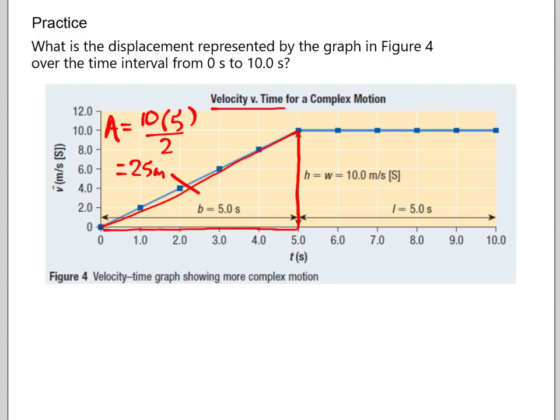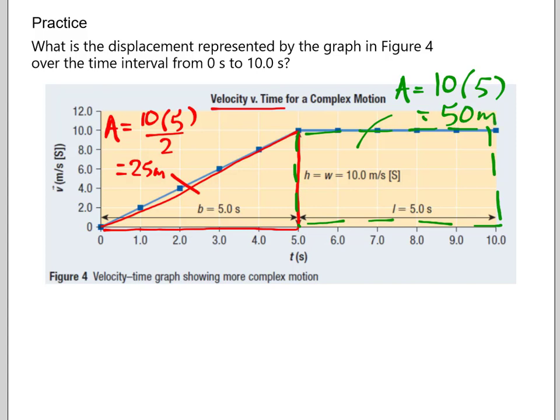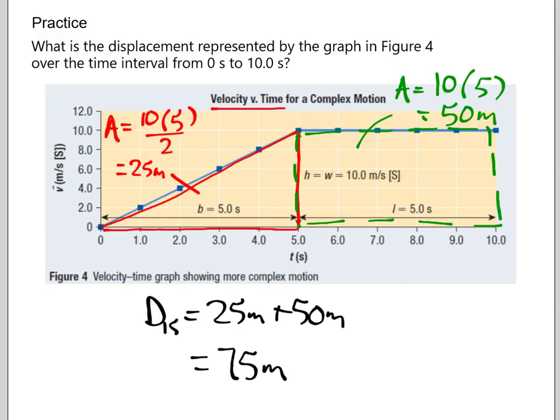The second block, this is an area of a rectangle. It has a height of 10 meters per second. It has a base of 5 seconds. So this has a total area of 50 meters. So the total displacement would be the 25 meters plus the 50 meters for 75 meters total. Okay, so you're just finding the area under the curve on a velocity time graph.